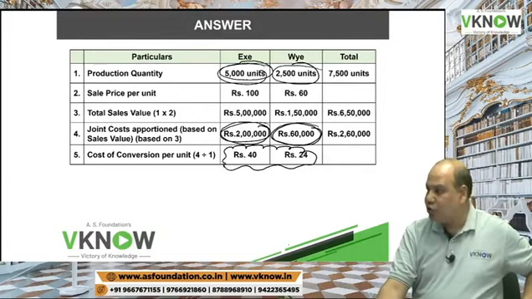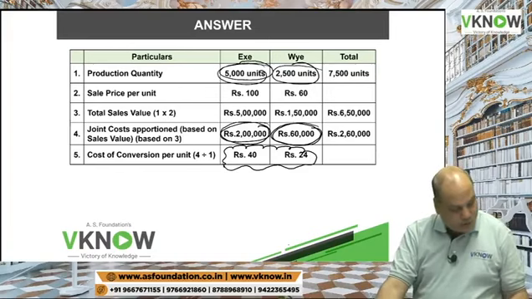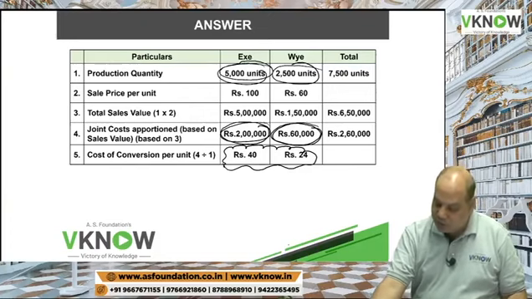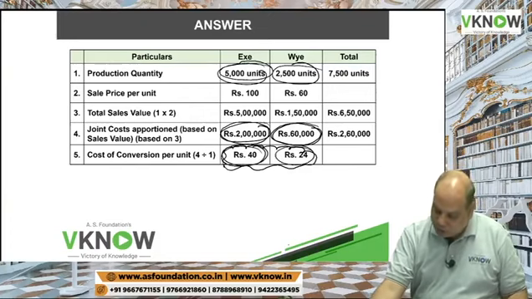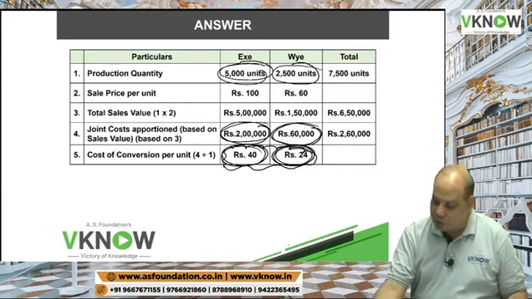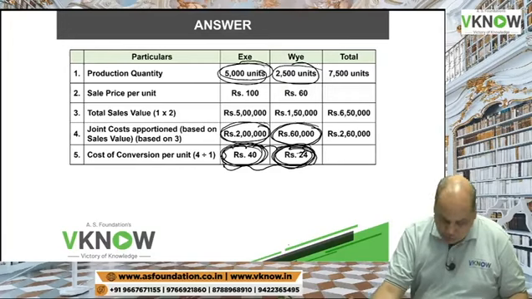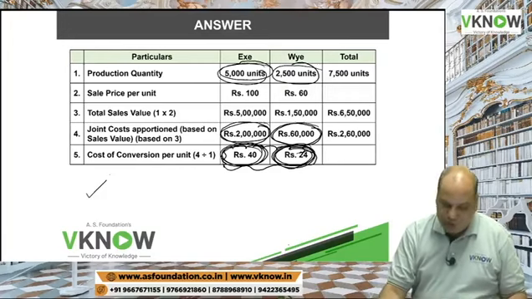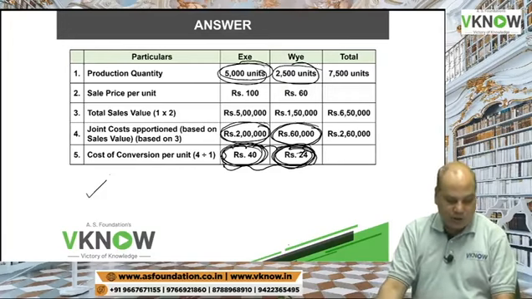In this question, closing stock is not given. Check whether closing stock is given. Production is given, closing stock is not given. If closing stock was given, you will multiply by 40 and 24. So this answer is for basic understanding.